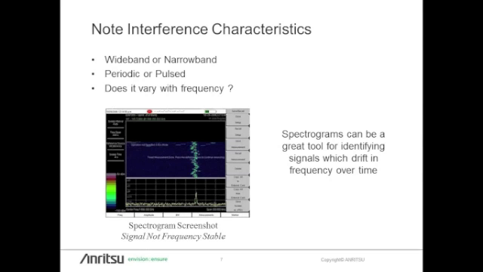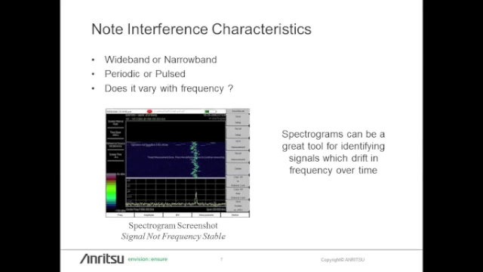So another piece of this is you want to note the interference characteristics. As I mentioned, it could be wideband or broadband. Another characteristic, it could be pulsed or periodic. And we see this a lot with radar types of signals, where it has a duty cycle. It may be transmitting for 1 second, and then be off for 10 seconds, and then come back on, or it could have a variable duty cycle.